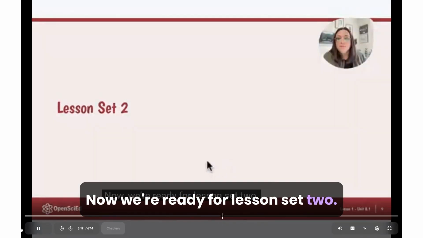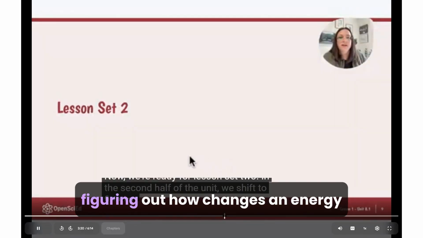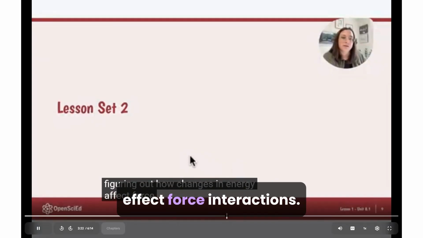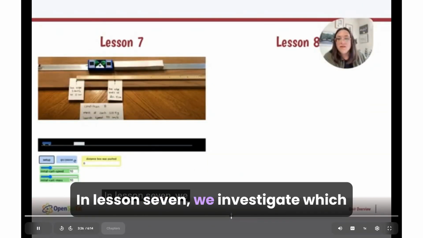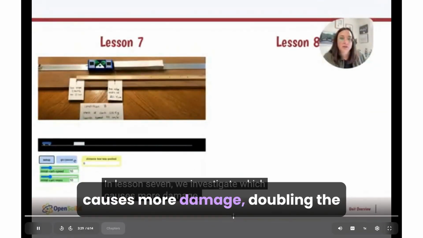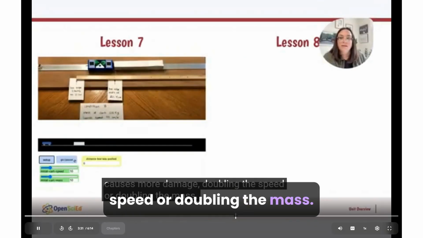Now we're ready for lesson set 2. In the second half of the unit, we shift to figuring out how changes in energy affect force interactions. In lesson 7, we investigate which causes more damage, doubling the speed or doubling the mass.